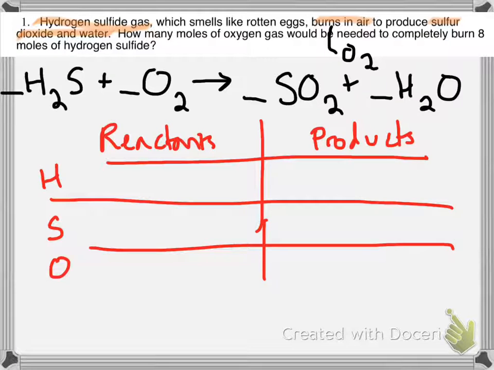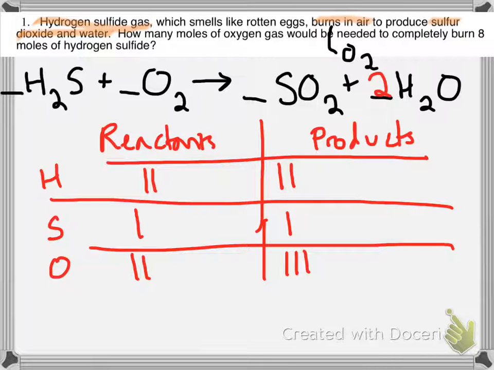I'm going to balance this equation by making a reactants and products chart. So on my reactant side, I currently have 2 hydrogens, 1 sulfur, and 2 oxygens. And on my product side, I have 1 sulfur, 2 oxygens, 2 hydrogens, and then 1 more oxygen from H2O. So I'm going to try and balance my O's. Notice this O is attached to a 2, which means my reactants have to have an even amount of oxygens. So since this is only 1 O, I'm going to start by making this an even amount. So I'll put a 2 there.